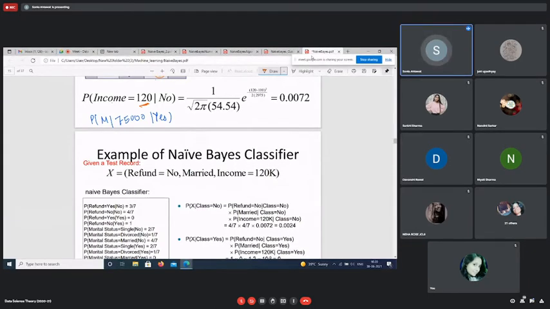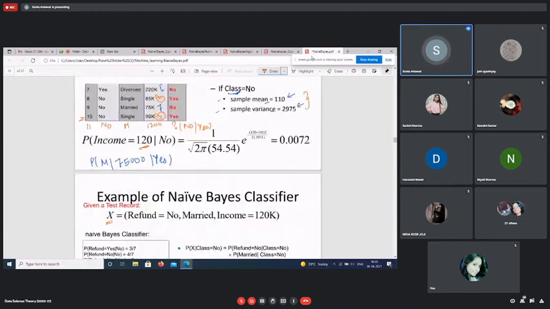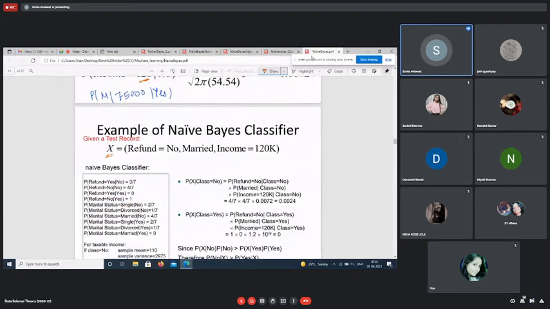Yes. Now we have another data point, the 11th instance, which says that refund is no, the person is married, income is 120K, and we have to identify which class it belongs to, whether it is a no or a yes. So how are we going to calculate the probability? First the probability of refund, multiplied by the probability of marital status, multiplied by the probability of income.